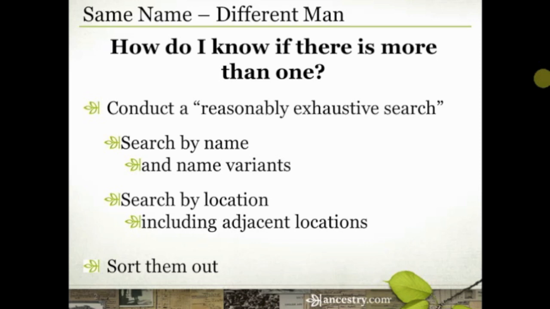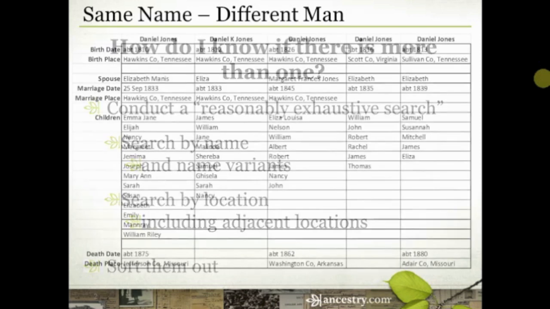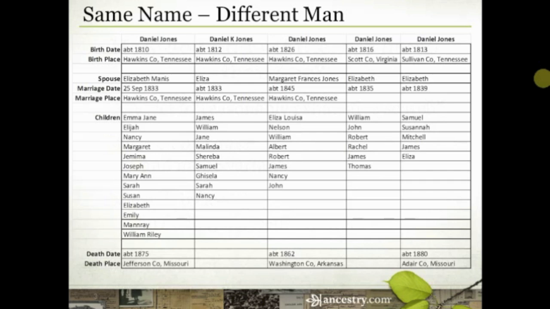And so here's just one of the tools that I use to do that. I use spreadsheets. So I go into a spreadsheet program and I list life events down the left-hand side of the page, and then I list name variants across the top of the page. So in this case, I have 5 men that I have identified named Daniel Jones who are about the same age, living in about the same place, and here's how I have chosen to keep them straight.